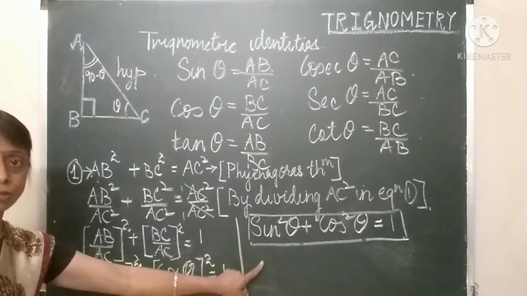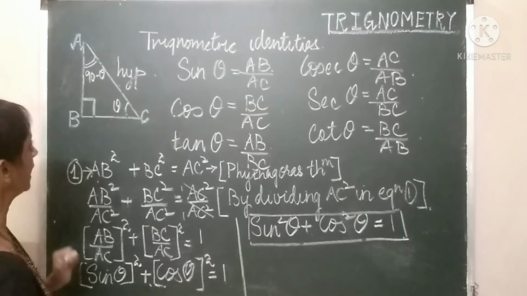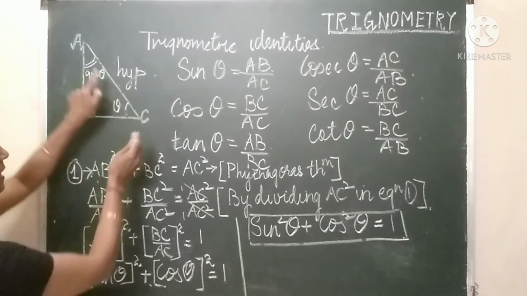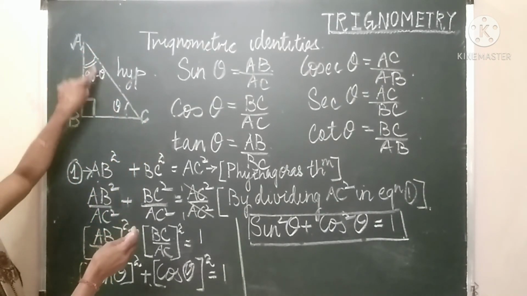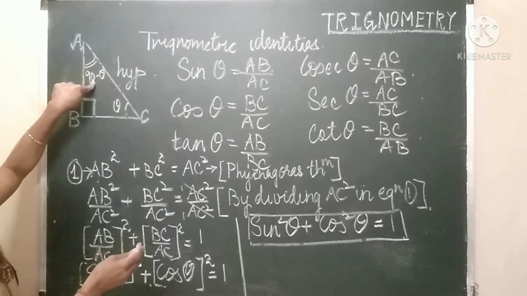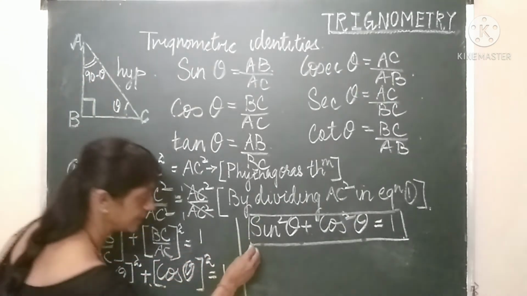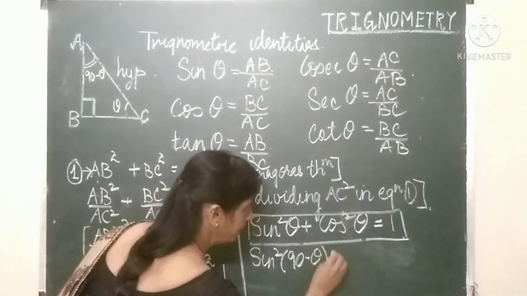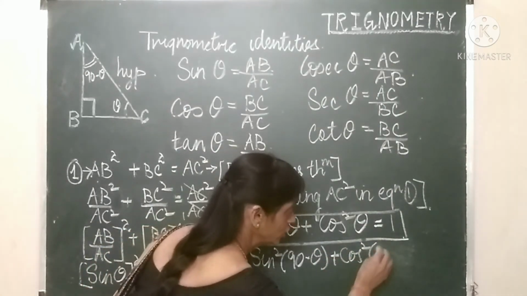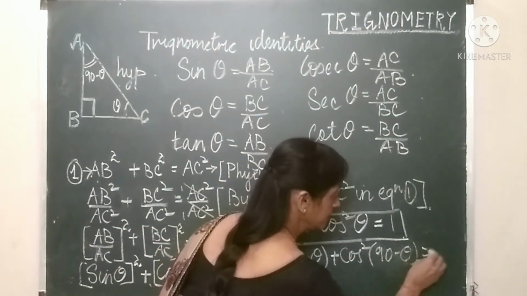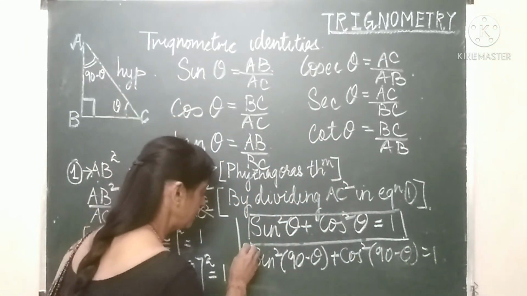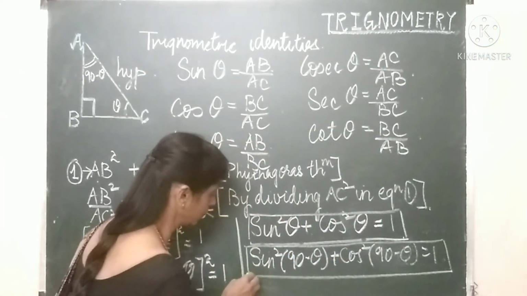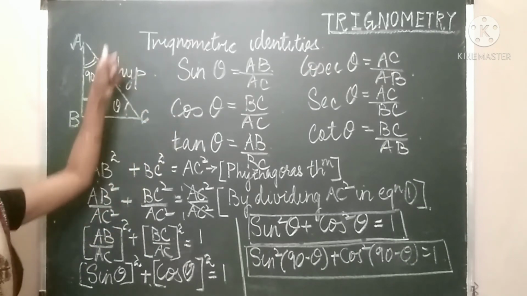Let's write down the first trigonometrical identity for the second acute angle. That will be sine square of, now we are changing our reference angle from theta. We are writing the first trigonometrical identity for the second acute angle. So which is the second acute angle? 90 minus theta. So sine square of which angle? 90 minus theta, plus cos square of which angle? 90 minus theta, is equal to 1. This is the trigonometrical identity used for the second acute angle in the right angle triangle ABC.